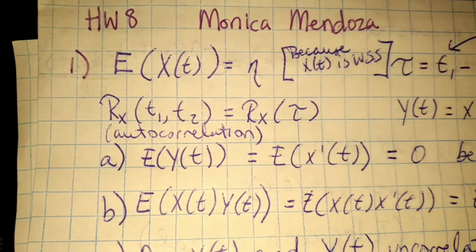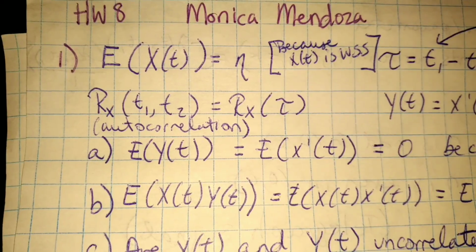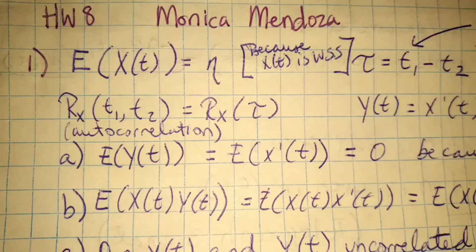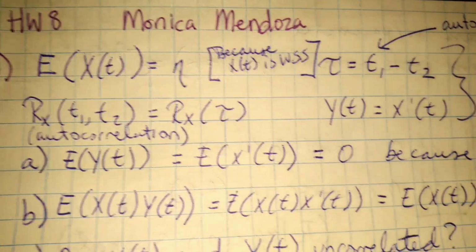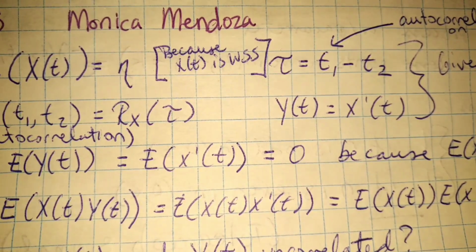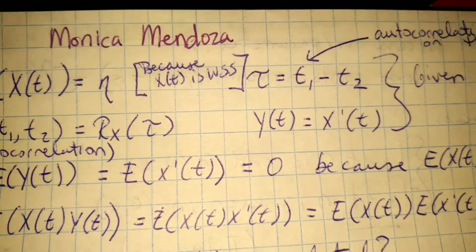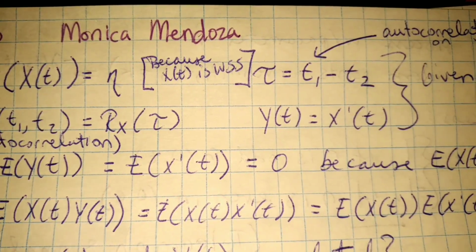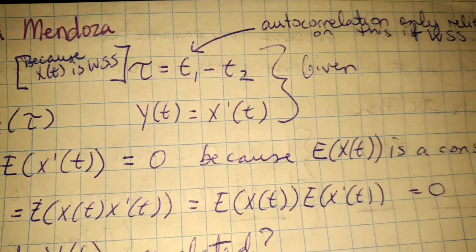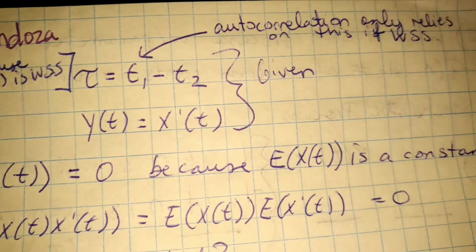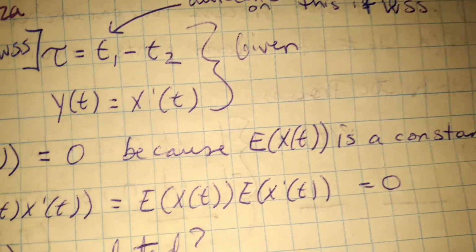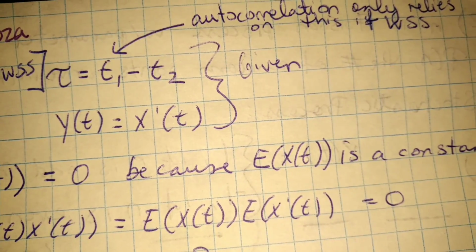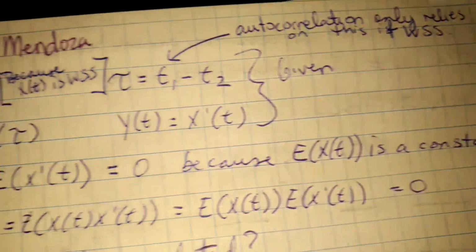Then the second part of the question asks us to find the e of x of t times y of t. We're given that y of t is equal to x prime of t, so this is just equal to e of x of t times x prime of t. That's also equal to, I expanded it a little bit more, e of x of t times e of x prime of t, which is 0 because we know that e of x prime of t is equal to 0 from the previous question.